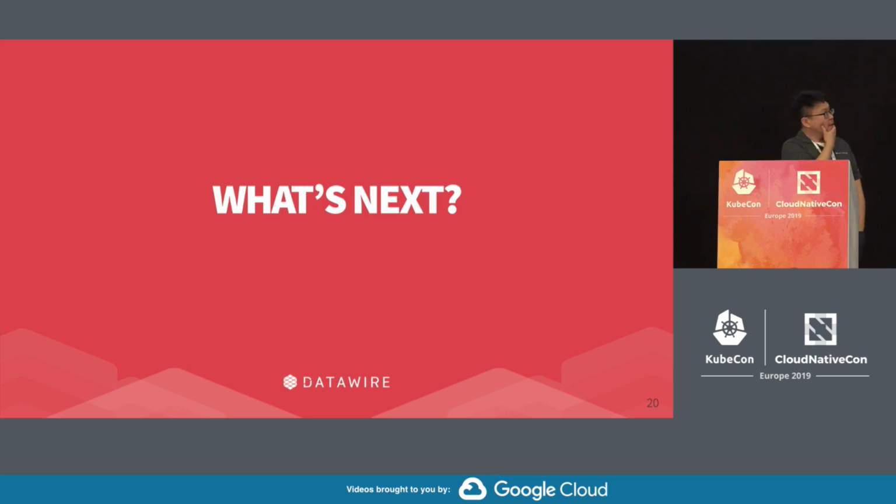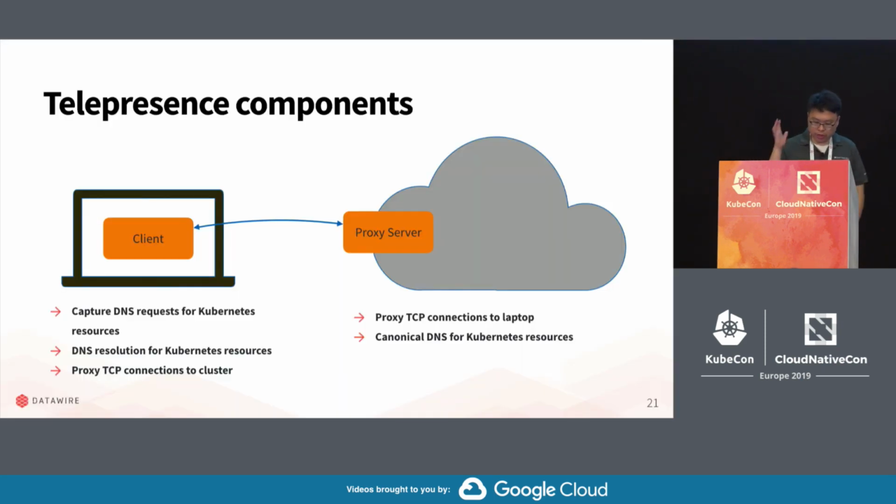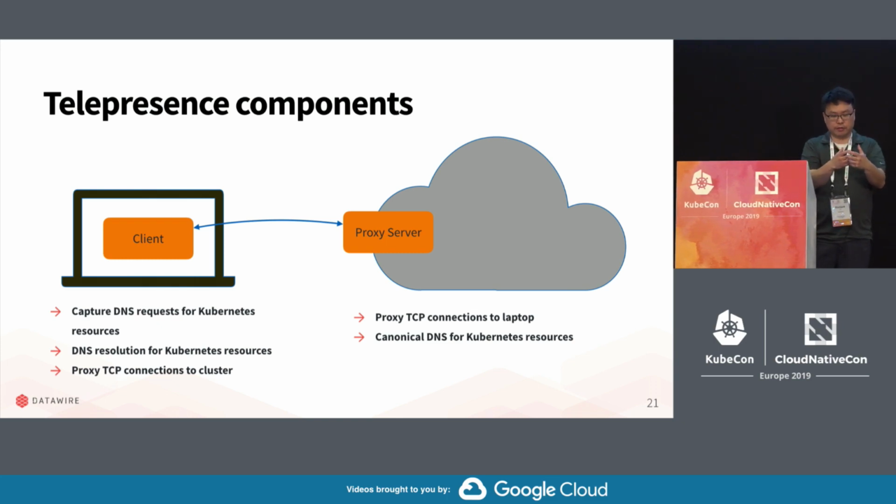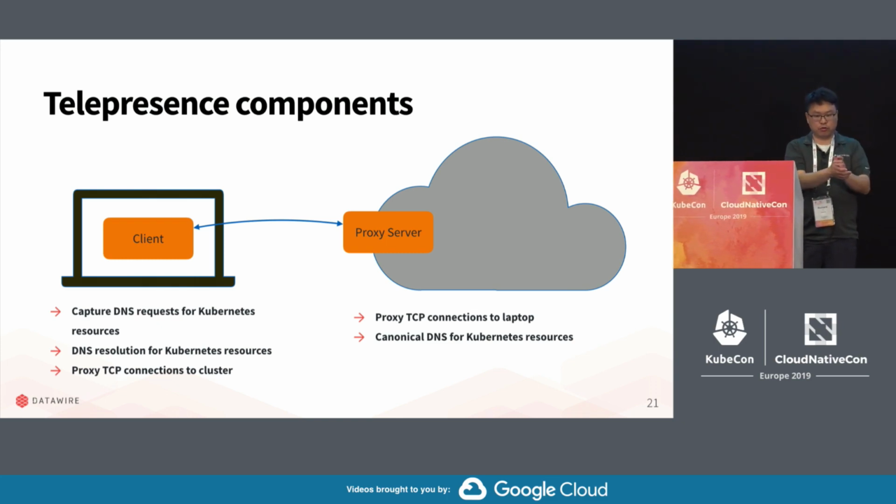So I'm going to talk a little bit about what's next, and then we'll take questions. If you think about the Telepresence architecture, there's basically two components to it. There's the client, which runs on your laptop, which does the work of capturing your DNS requests for your Kubernetes resources. One of the complexities of this is we don't want to intercept every single one of your DNS requests. We want to figure out which DNS requests are really requests for stuff in the cluster versus if you want to go to, say, google.com, we don't necessarily want to intercept that DNS request, right? We want to do DNS resolution for your Kubernetes resources. That happens on the client.